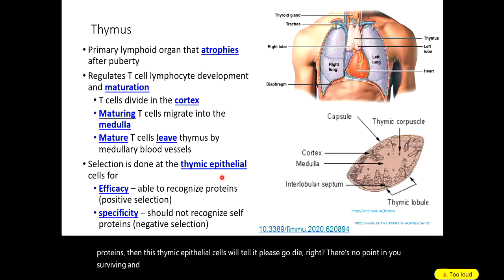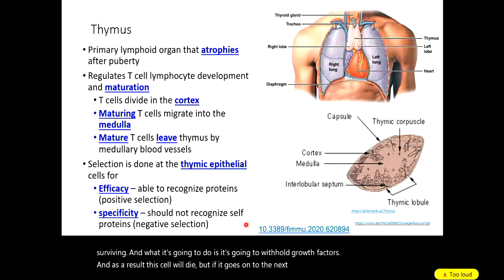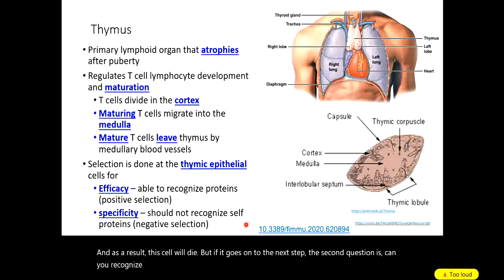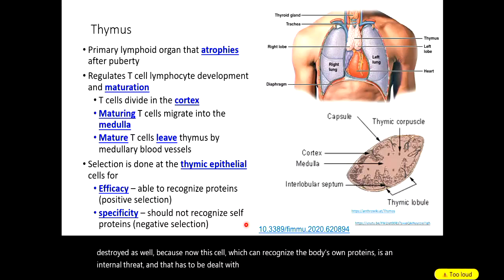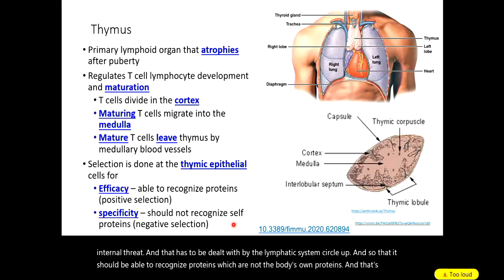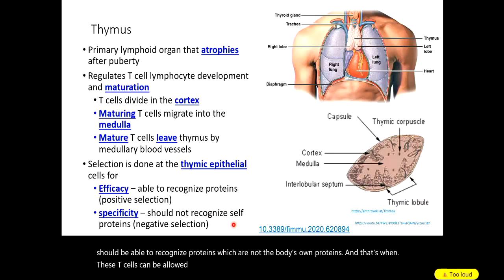What it's going to do is withhold growth factors, and as a result, this cell will die. But if it goes on to the next step, the second question is, can you recognize the body's own proteins? If the answer is yes, then that cell should be destroyed as well, because now this cell is an internal threat, and that has to be dealt with by the lymphatic system. Is that clear? It should be able to recognize proteins which are not the body's own, and that's when these T cells can be allowed to leave the thymus. This is a very stringent selection process. Around 1% of the total T cells are finally selected.